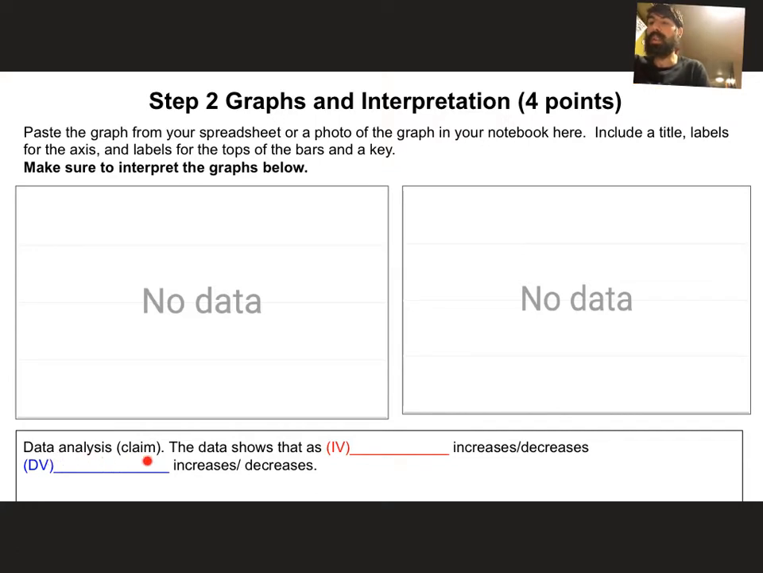Make sure that you fill in your claim to get full credit. You've already written your claim in your notebook and when you collected your data, so really it's a matter of identifying your claim and putting it in the slide deck so it's all in one easy package.